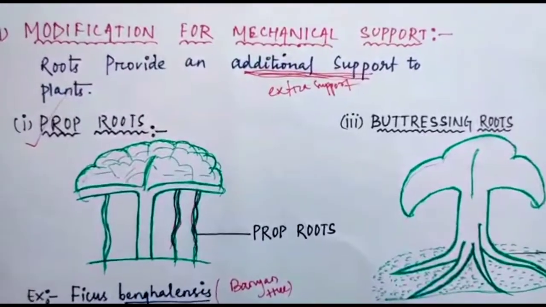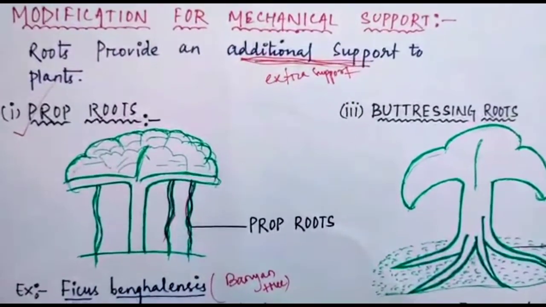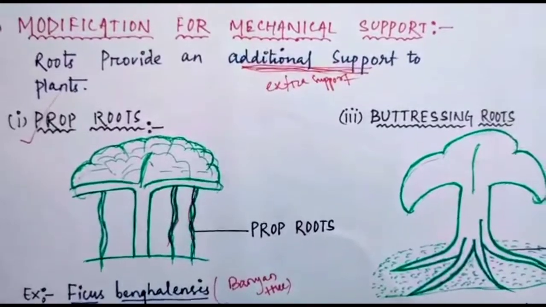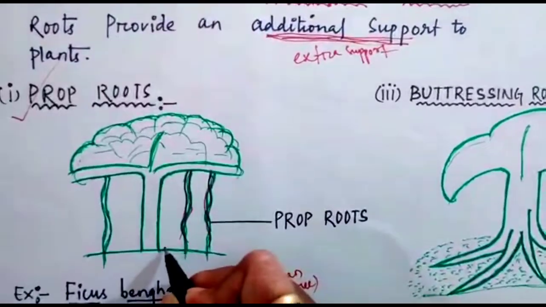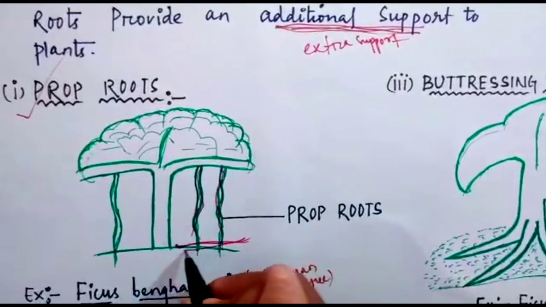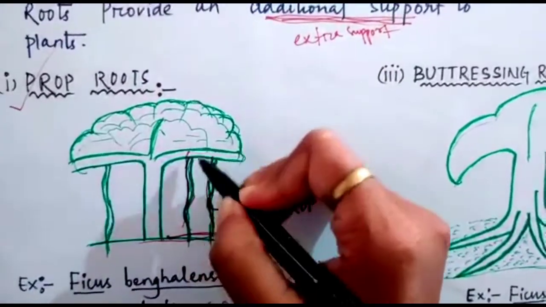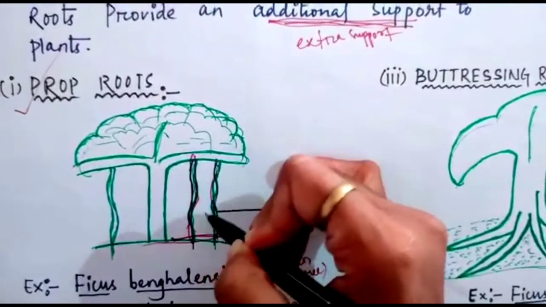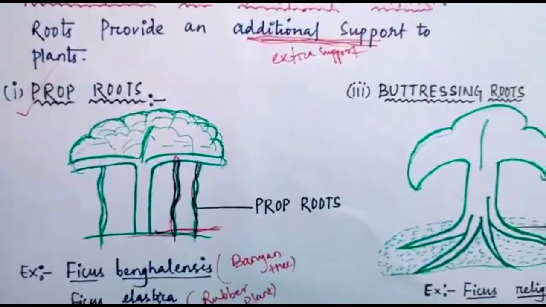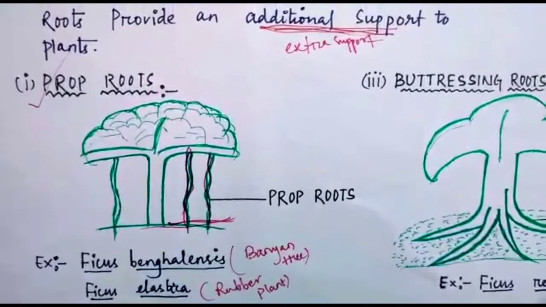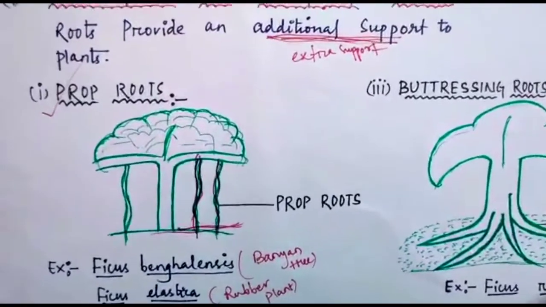It is stem part ru baharchi, it grows towards the soil and it touches the soil. So this is the soil surface. These prop roots arise from the stem and it touches the soil, provide the extra support or the additional support to the branch.